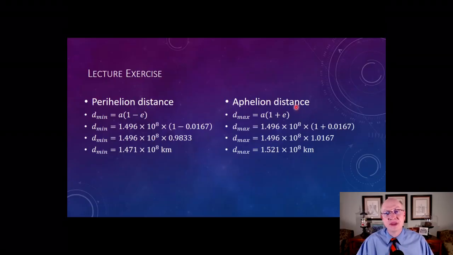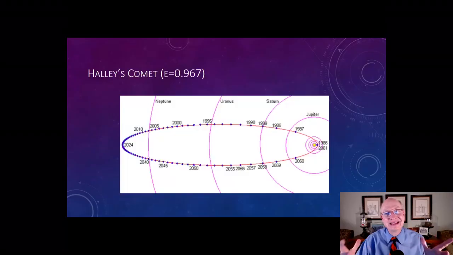At our farthest from the sun, at apoapsis or aphelion, it's a times 1 plus e, and the answer comes out to be 1.521 times 10 to the 8th kilometers. So those are our respective distances when we are closest to the sun and farthest from the sun. Now, as I said, the Earth's orbit is pretty close to perfectly circular. That's not true of everything in our solar system.